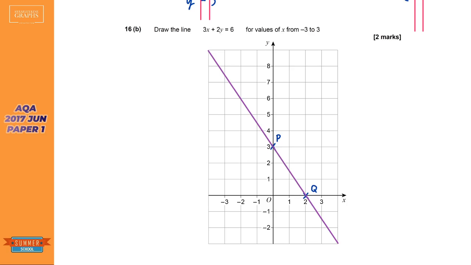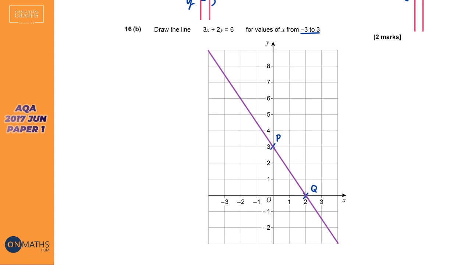Now it does actually say from minus 3 to 3. So actually we didn't have to do this bit here, and we didn't have to do this bit here. I recommend doing them anyway. You're not going to lose marks for doing too much of the answer. And actually it's really bad habits to have the line not be the full duration of the graph.